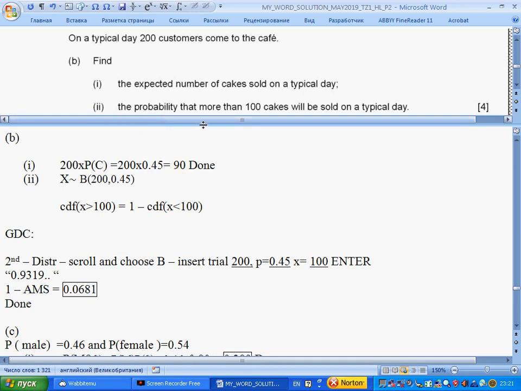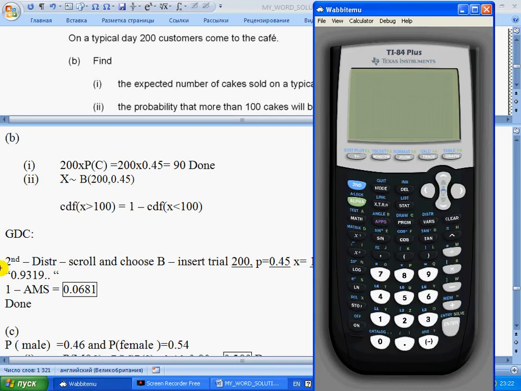Second, double I, the probability that more than 100 cakes will be sold on a typical day. So selling cakes, let's consider as a success. Then we have 200 customers, probability of success 0.45, so we should find the cumulative distribution function for x more than 100, which is 1 minus the cumulative distribution function for x less than 100. Why do we need less than 100? Because the calculator gives us less than 100. So how do we do it?